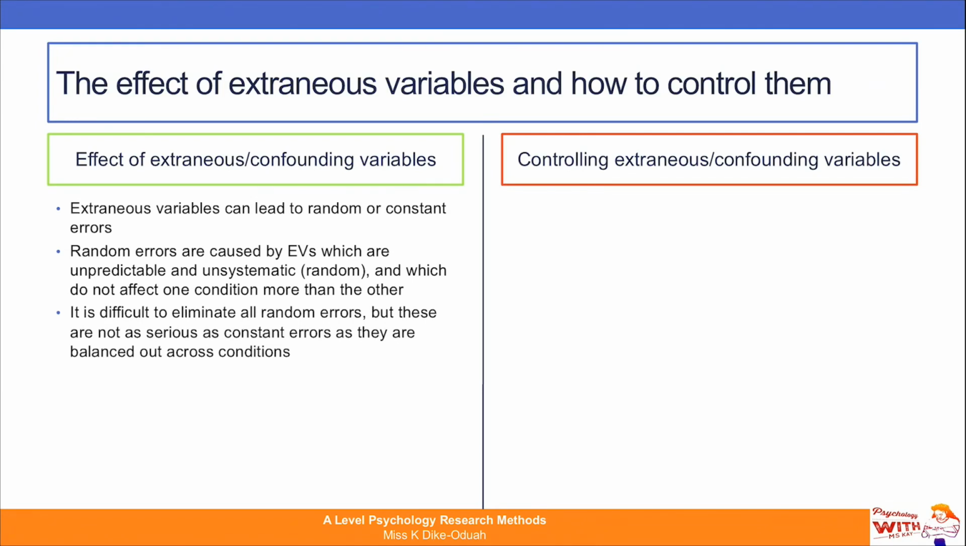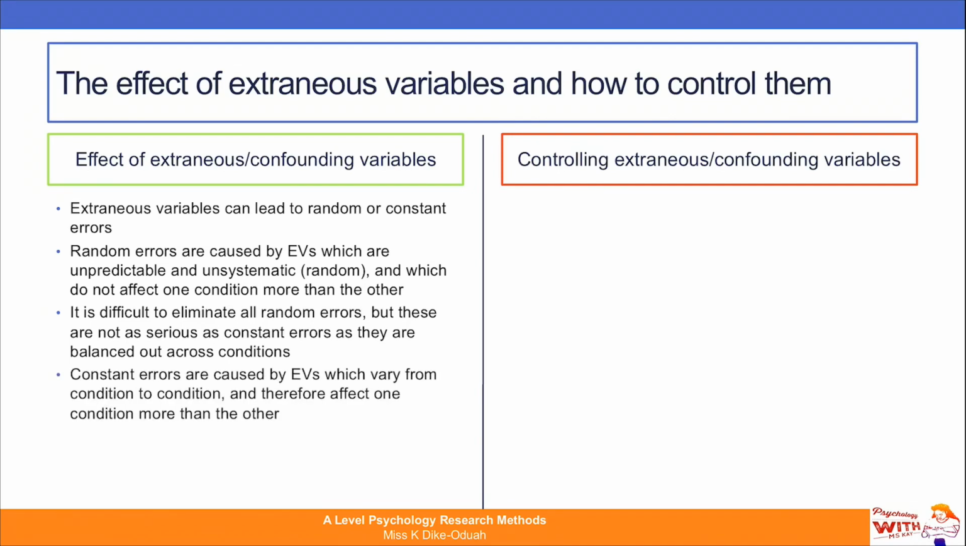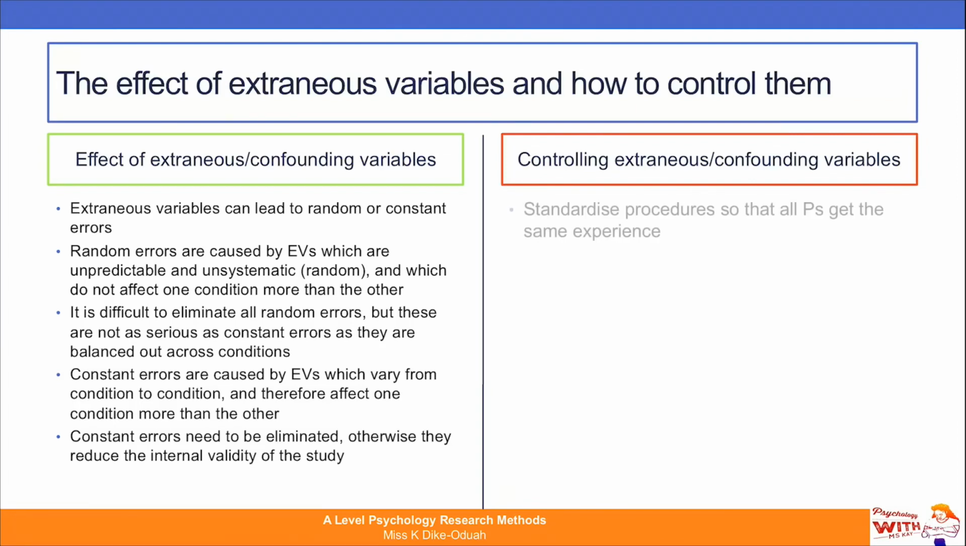It is difficult to eliminate all random errors, but these are not as serious as constant errors as they are balanced out across conditions. Constant errors are caused by extraneous variables which vary from condition to condition and therefore affect one condition more than the other. Constant errors need to be eliminated, otherwise they reduce the internal validity of the study.